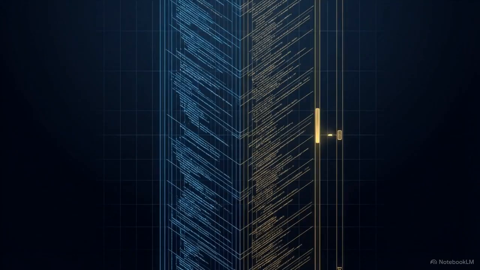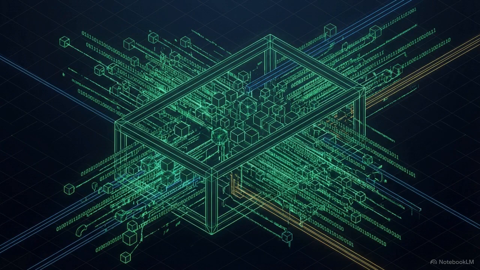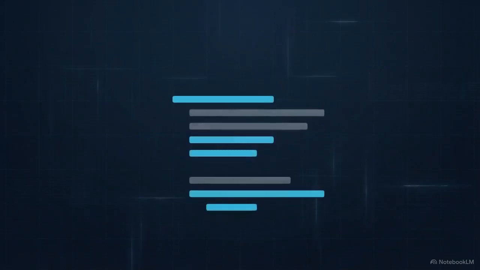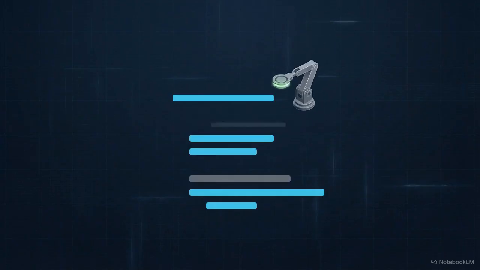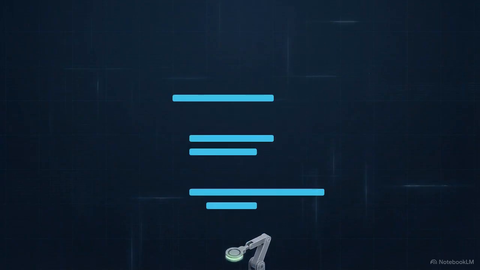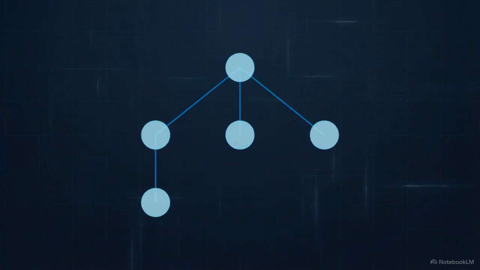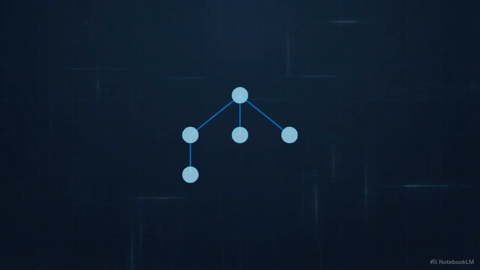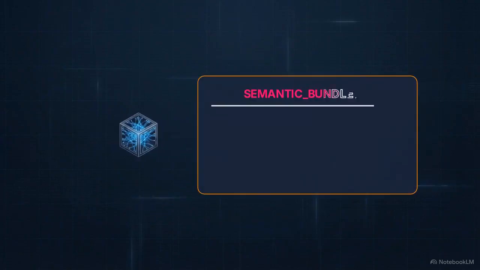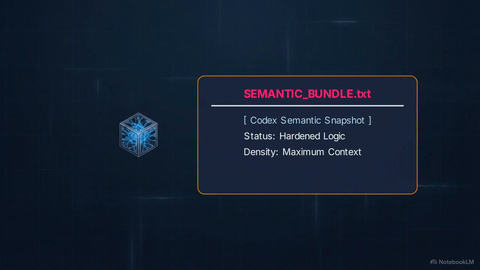Feeding raw, bloated files into an AI wastes context window tokens on comments and boilerplate. A context window is the specific amount of data an AI can process in a single session. The solution is an abstract syntax tree preprocessor, a tree-like representation of a code's logical structure. It strips code down to its pure semantic logic. The generate semantic bundle script then packages this into a hyper-dense text file, ensuring the AI receives only essential data.